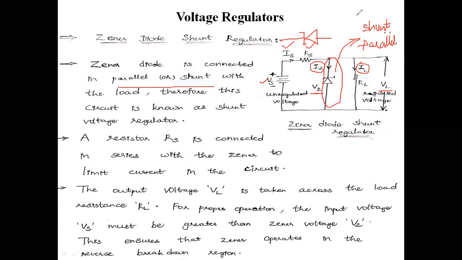And this is the construction part, and we will see this one. Zener diode is connected in parallel or shunt with the load. Therefore this circuit is known as a shunt voltage regulator. A resistor Rs, this is the current limiting resistor Rs, is connected in series with the Zener diode to limit the current in this circuit. It is going to limit the flow of current into the circuit.